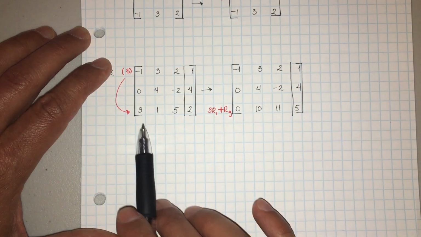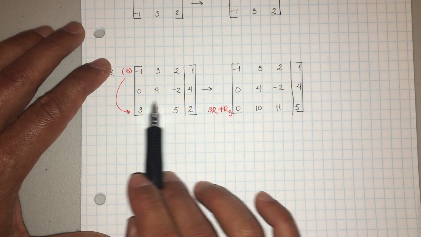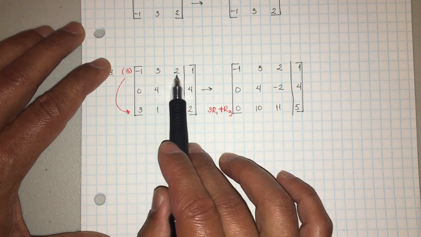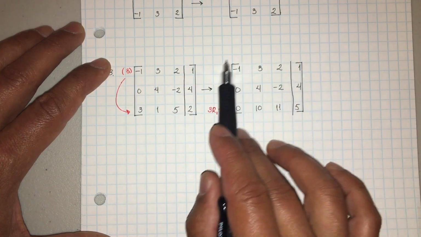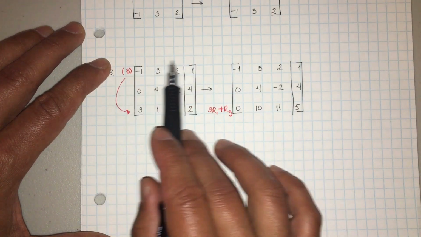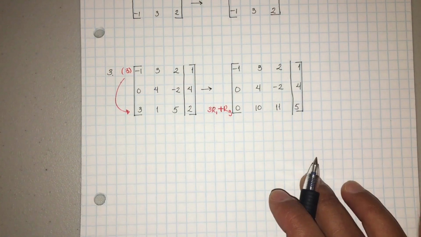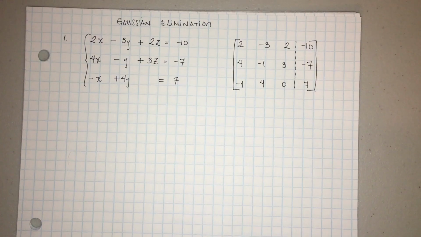Now I want you guys to notice something. This is the only row that changed, in the bottom. But look at this one, negative 1, 3, 2, 1. It stays the same. I just used it to multiply by 3 in order to add to the bottom. And then what I'm doing is I'm manipulating it. So those are basic row operations.